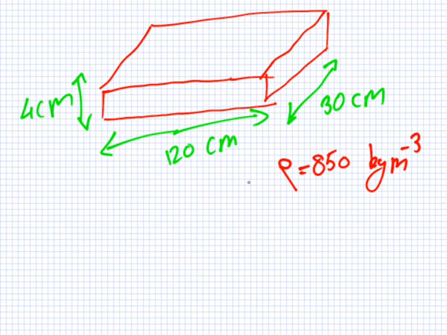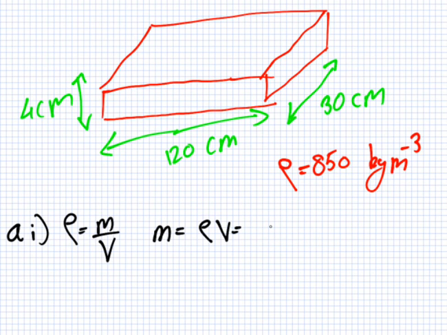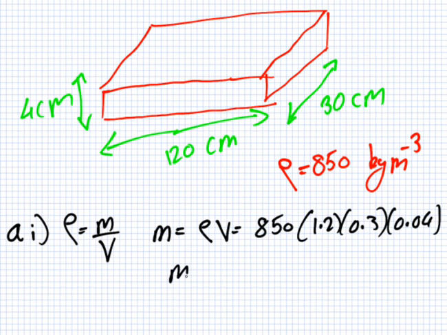So the first question was to calculate the weight, was it? Yeah. So you have part A, part 1. Density equals mass over volume. So mass equals density multiplied by volume, which is equal to 850, 1.2, 0.3, 0.04. So the mass is equal to 850 times 1.2 times 0.3 times 0.04.